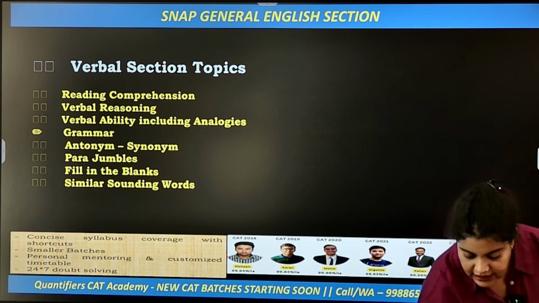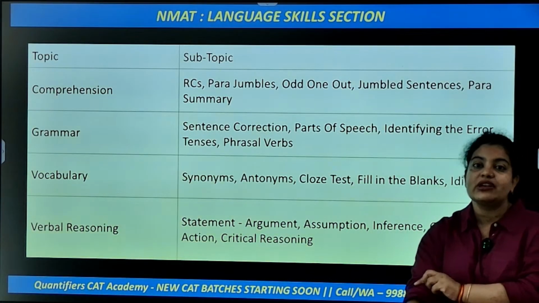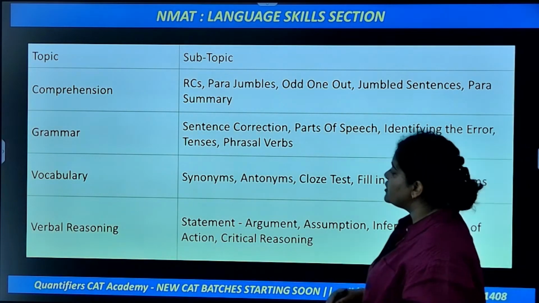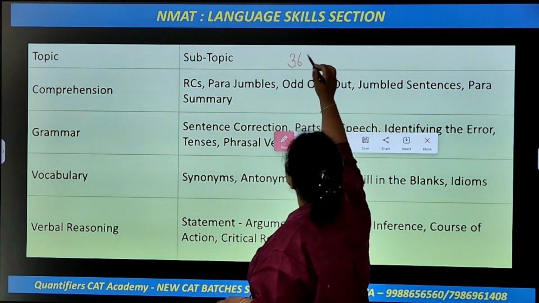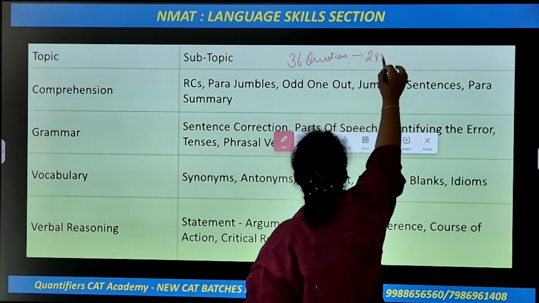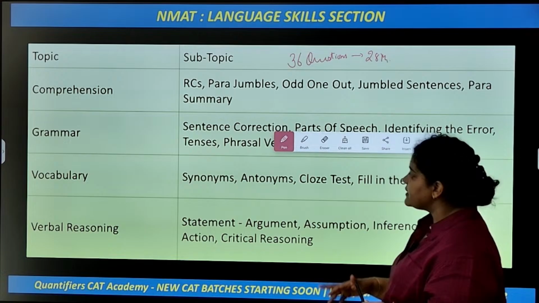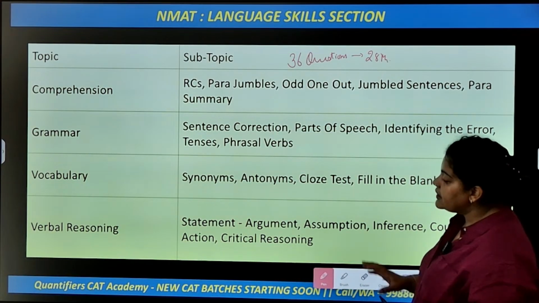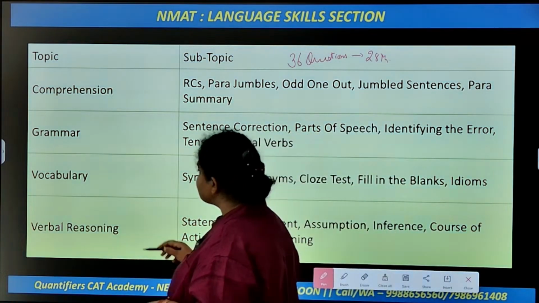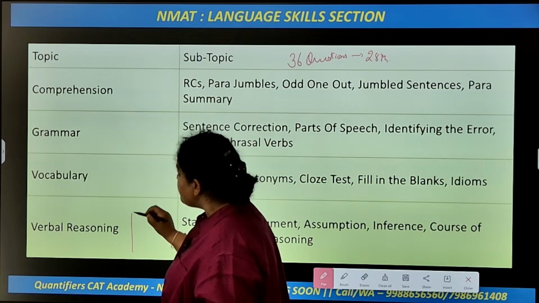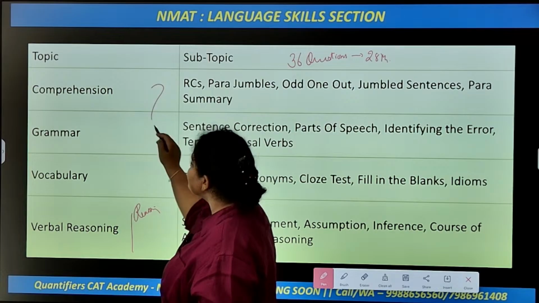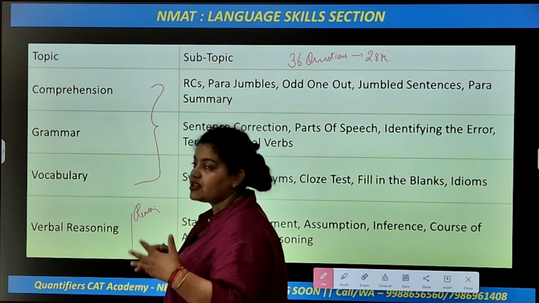Now let's see what comes in NMAT language skills. If we talk about the NMAT language skills section, generally they give you 36 questions, and you need to solve these 36 questions in 28 minutes. This is what the trend is indicating. Broadly, we can say that the NMAT syllabus is divided into 3-4 topics. Verbal reasoning is not a part of your language skills, but a part of your reasoning section. Otherwise it's divided into 3 broader topics, just like SNAP.